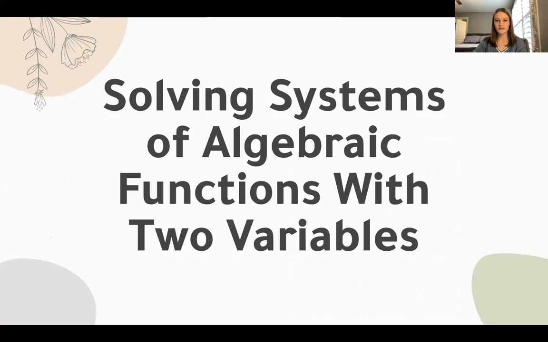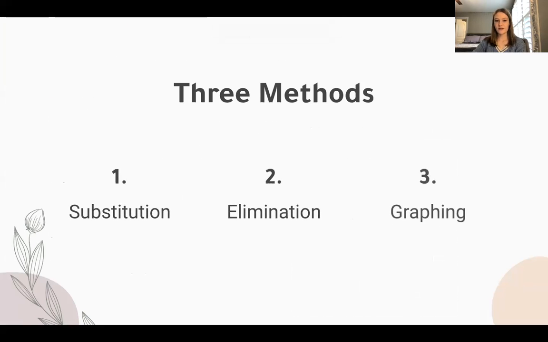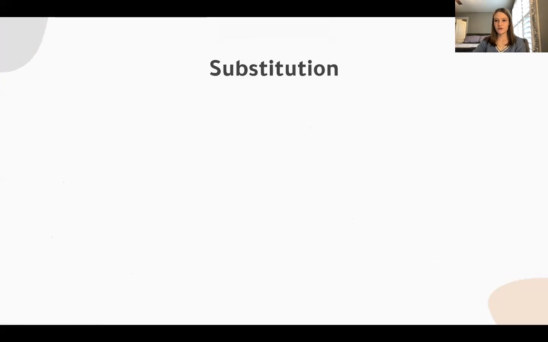I'm going to be teaching you how to solve systems of algebraic functions with two variables. To solve these systems, there are three main methods you can use: substitution method, elimination method, and graphing. We're going to start off with the substitution method.